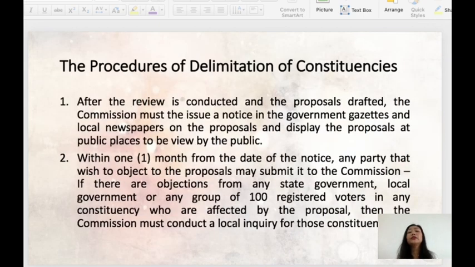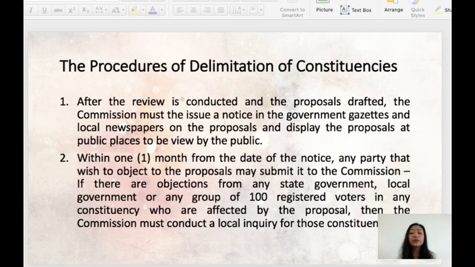Next one, the procedures of delimitation of constituencies. After the review is conducted and the proposals drafted, the Commission must issue a notice in the Government Gazette and local newspapers on the proposals and display the proposals at public places to be viewed by the public.